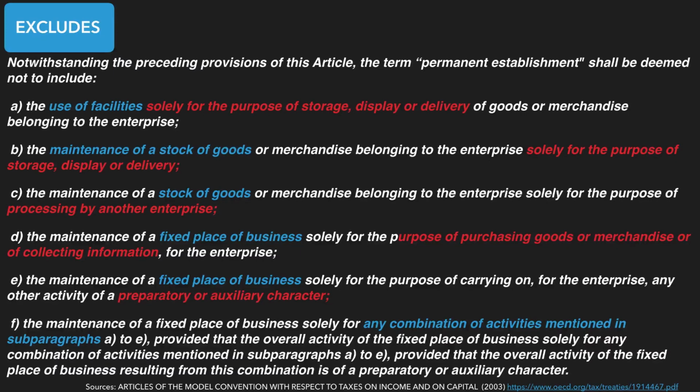The maintenance of a fixed place of business solely for the purpose of carrying on for the company any other activities of a preparatory or auxiliary character. What that means is that if you set up an office in Hong Kong, for example, and it's only to prepare a business, that's not good enough. Okay. And point F is basically any combination of the activities mentioned in the sub-paragraphs, which again won't be enough to be a permanent establishment. Okay.